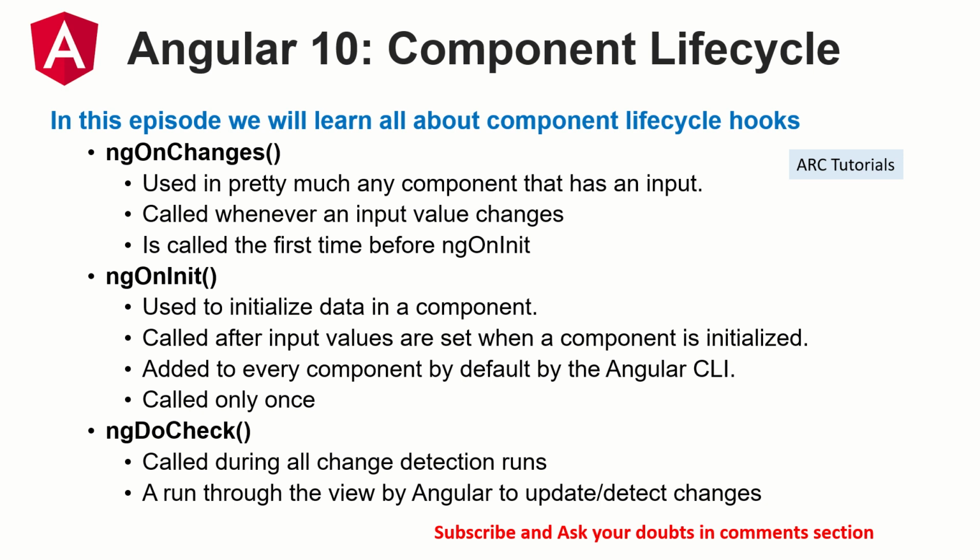ngOnInit is used for initializing the data in your component. Whenever your component is rendered for the first time, you need to call something and load your data in the component. That is ngOnInit. ngDoCheck is called during all the change detection runs. Angular runs on a change detection strategy, which means whenever a change or an update is detected, it will do an ngDoCheck.